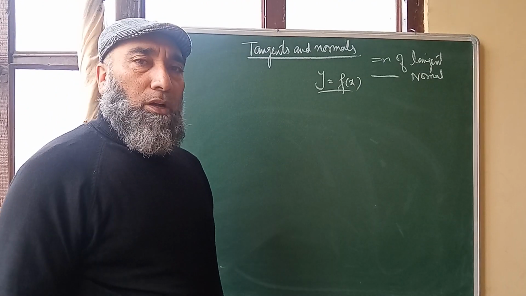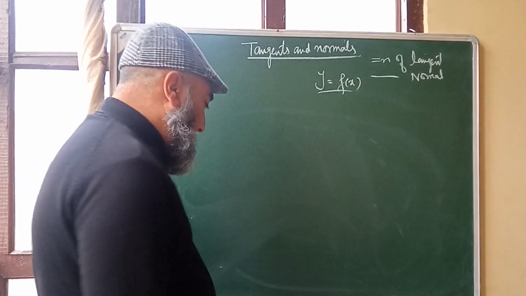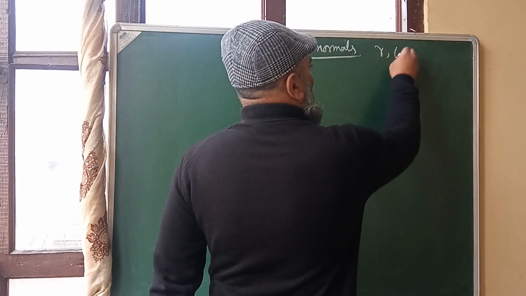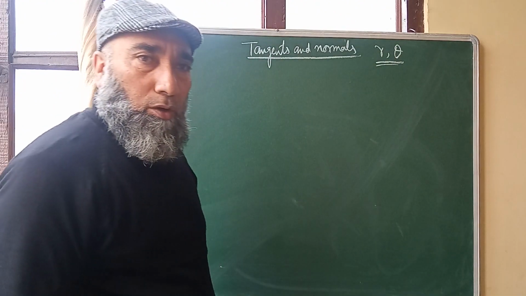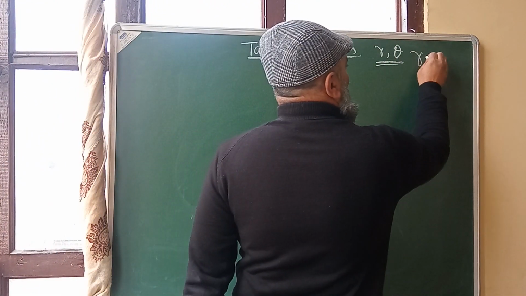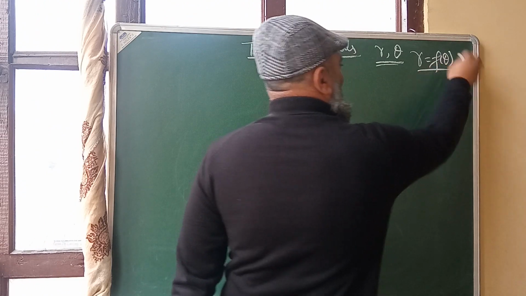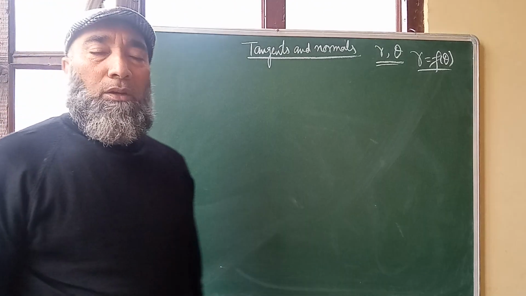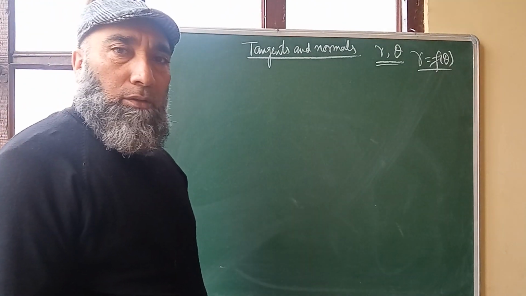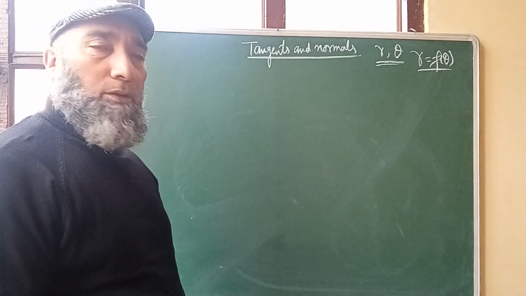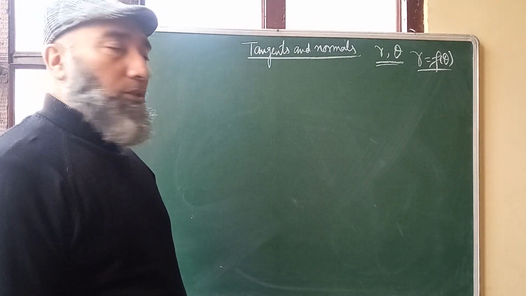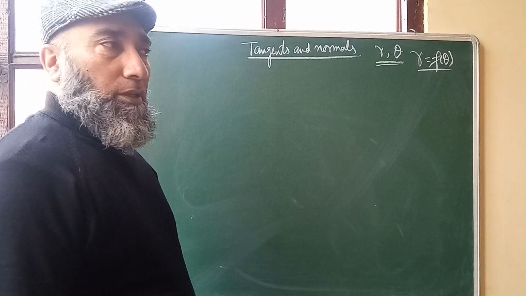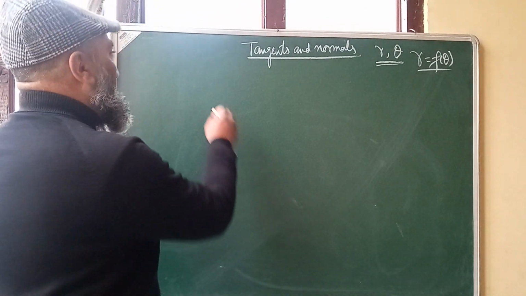Now here I will be starting tangents and normals for polar coordinates, and you know what the polar coordinates are? r and theta. These are known as polar coordinates, and the curve is r equal to f of theta. This is the polar curve. Likewise, y equal to f(x) represents a curve in terms of Cartesian coordinates x and y, and in terms of r and theta, it is known as the polar curve. So let me start with the first article.